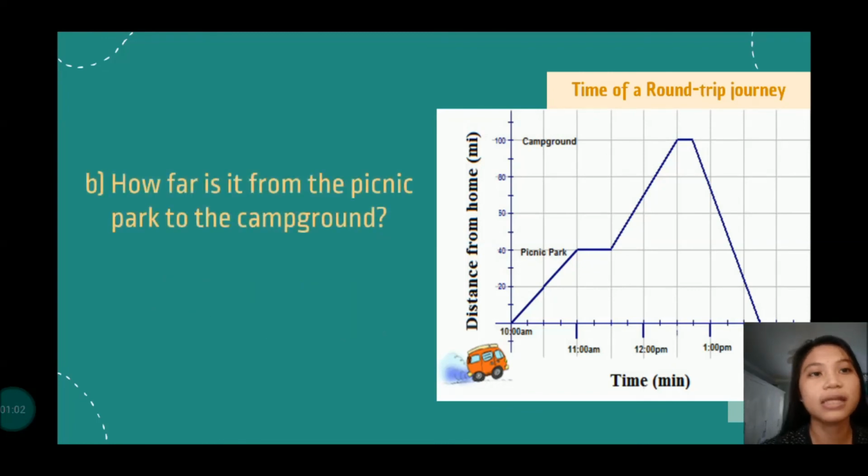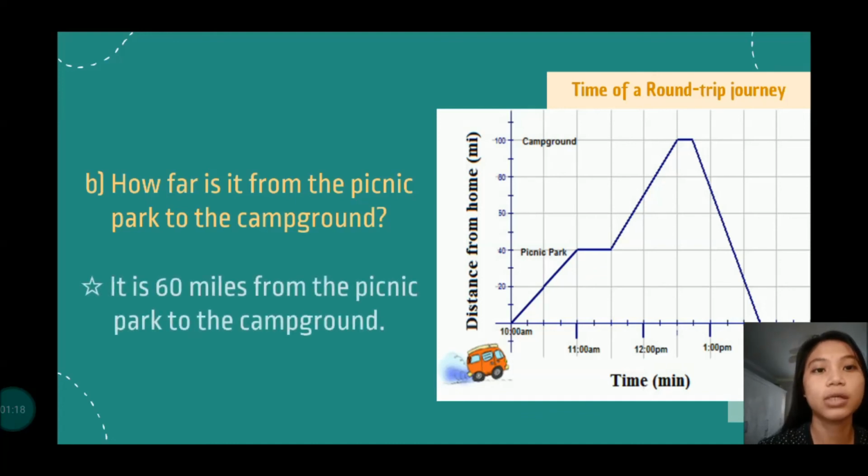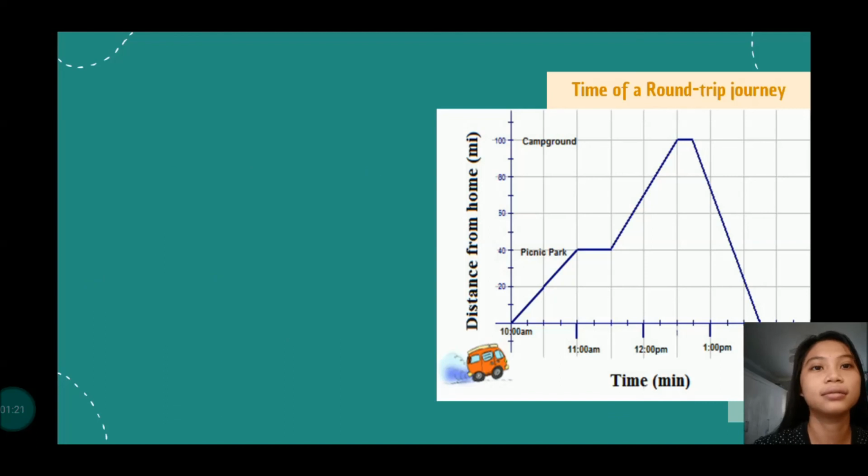Next, how far is it from the picnic park to the campground? Since it involves 2 places, let's locate them on the graph. And to find the distance between the two, let us subtract the values. So campground is 100 and picnic park is 40. So 100 minus 40 is equal to 60 miles.